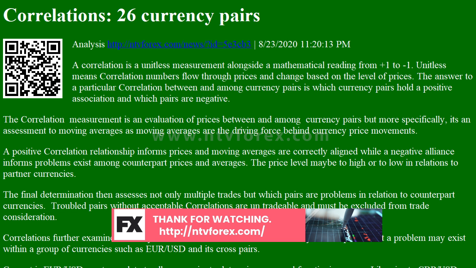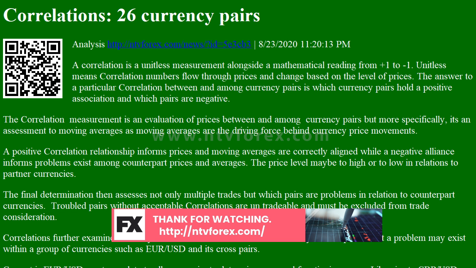A positive correlation relationship informs prices and moving averages are correctly aligned, while a negative alliance informs problems exist among counterpart prices and averages. The price level may be too high or too low in relation to partner currencies. The final determination then assesses not only multiple trades but which pairs are problems in relation to counterpart currencies. Troubled pairs without acceptable correlations are untradeable and must be excluded from trade consideration.